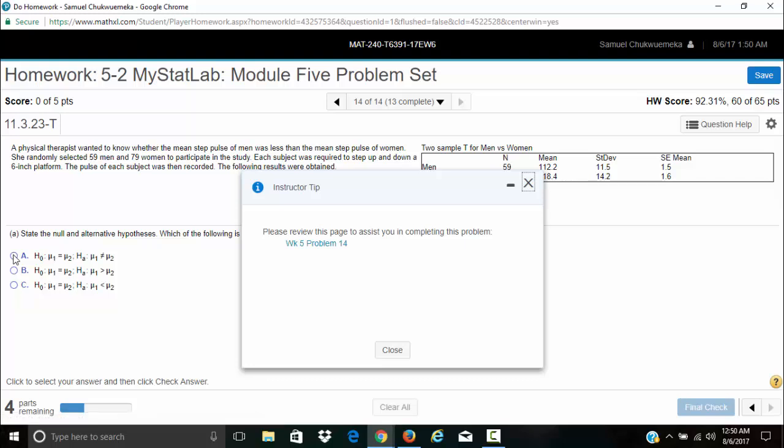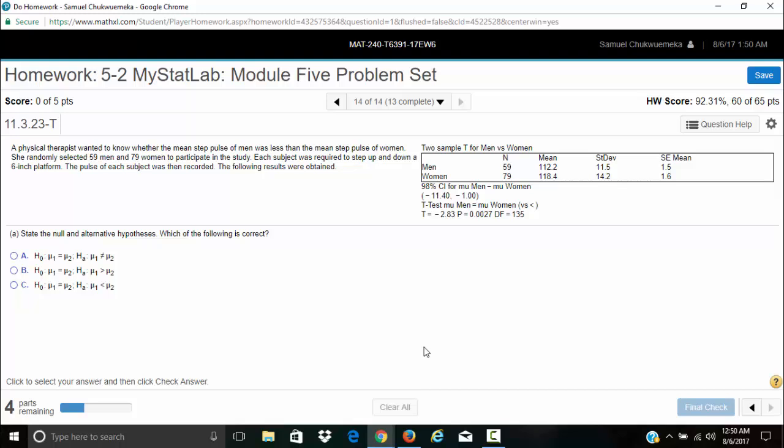Question 14, last but not the least. Later you can look at this. A physical therapist wanted to know whether the mean step pulse of men was less than the mean step pulse of women. She randomly selected 59 men and 79 women to participate in the study. Each subject was required to step up and down a 6-inch platform. The pulse of each subject was then recorded. The following results were obtained.